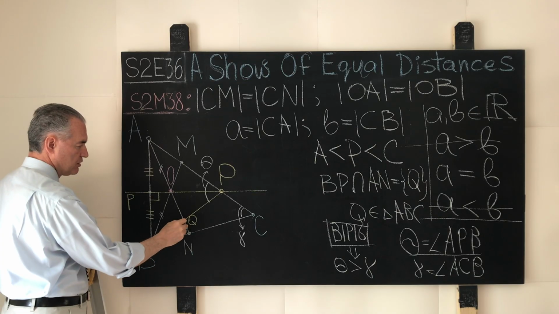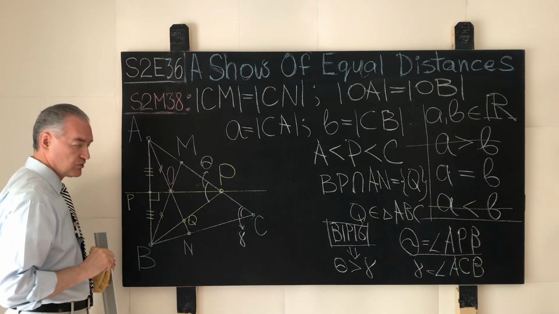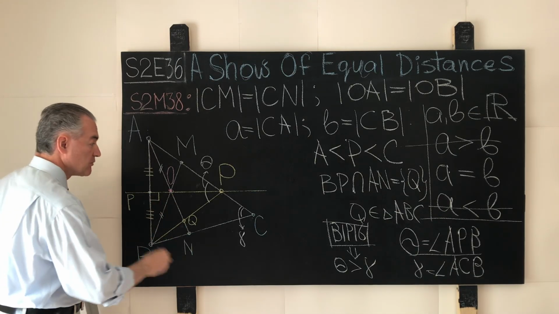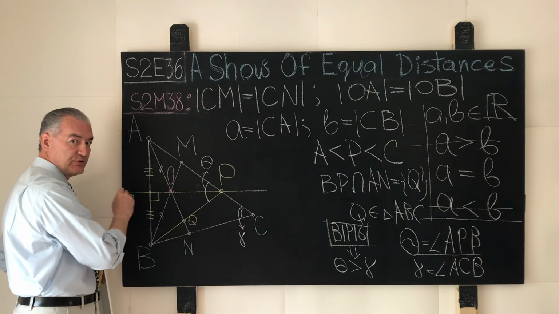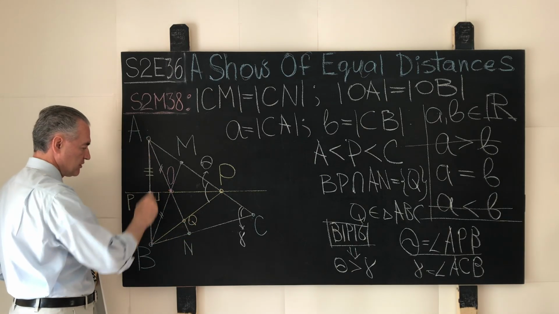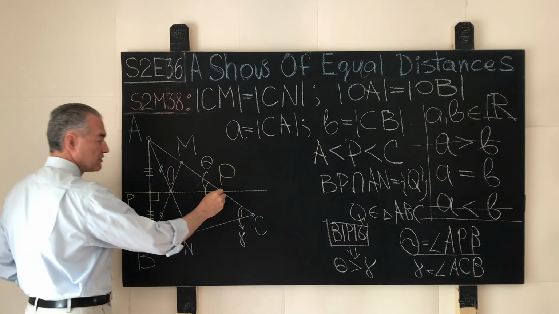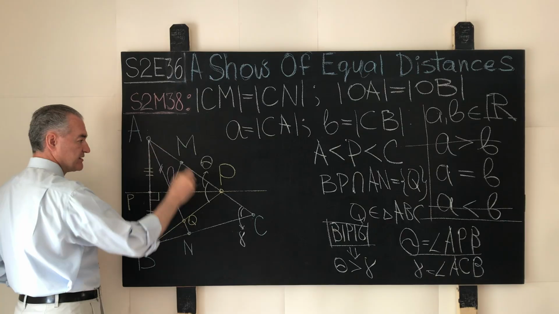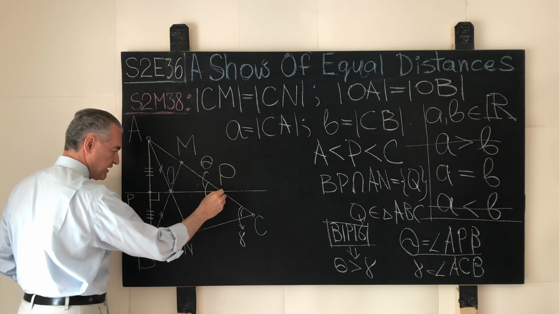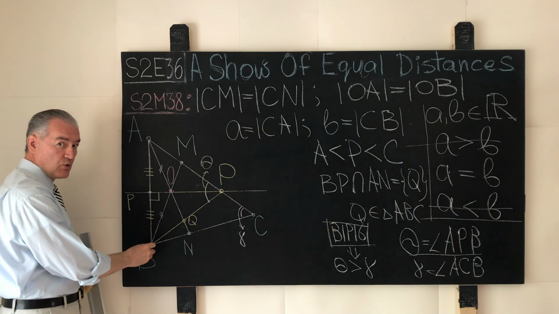AMO, BQO. What can we say? What's going on over here? Well, remember the point P belongs to the perpendicular bisector of the line segment AB. What does that mean? It means that the length of the line segment PA is the same as the length of the line segment PB. That much we know.